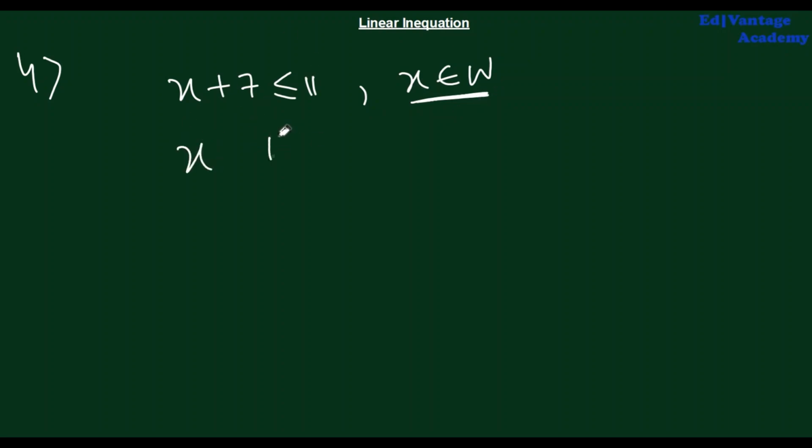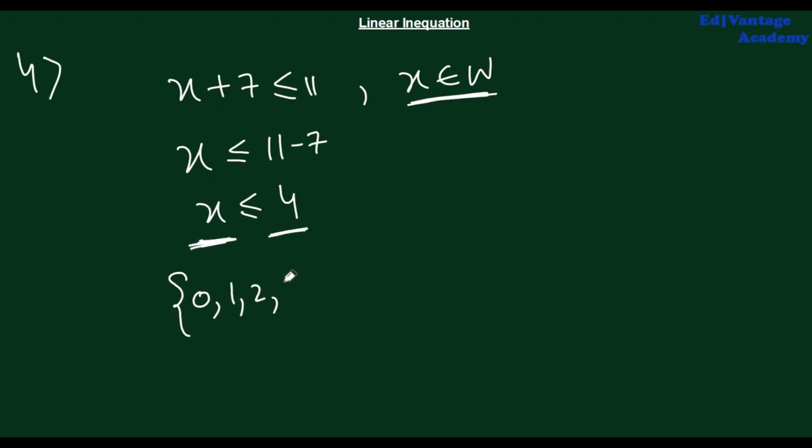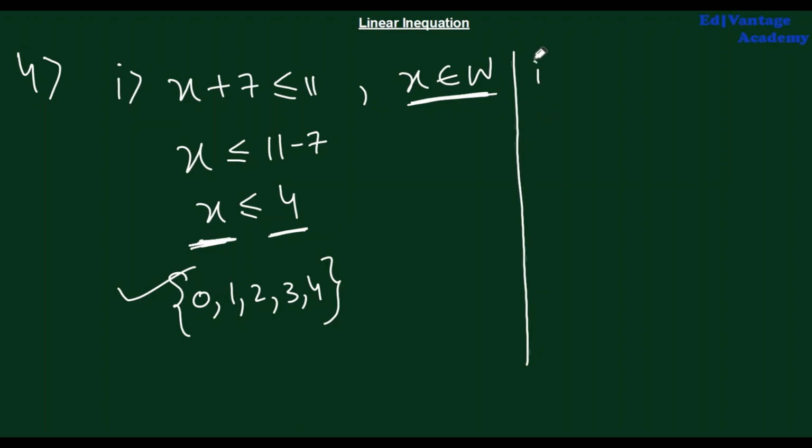We know 7 will go to the other side, the symbol will not reverse, so x is less than or equal to 11 minus 7, which is 4. So all the values of x are less than or equal to 4. But what is x? x is a whole number. So what will be the solution set? What are the whole numbers less than or equal to 4? They are 0, 1, 2, 3, 4. Correct? So this is your solution set answer. Similarly you can do the second and third one also. I'll show you the fourth one of question number 4.